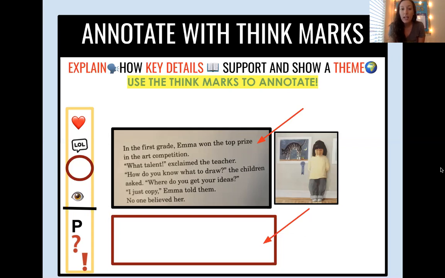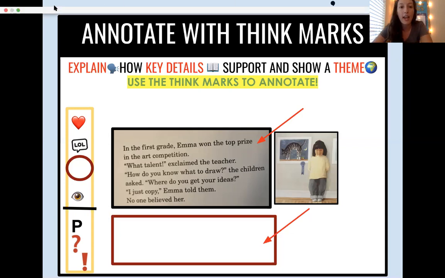And those last three, I'll show you on this page how to do this, but on those last three, if you annotate with a P, question mark, or exclamation mark, you want to make an annotation. You want to make a little note on the side. We call the side of the page the margin, to tell us what are you predicting, what do you have a question about, or what is surprising.